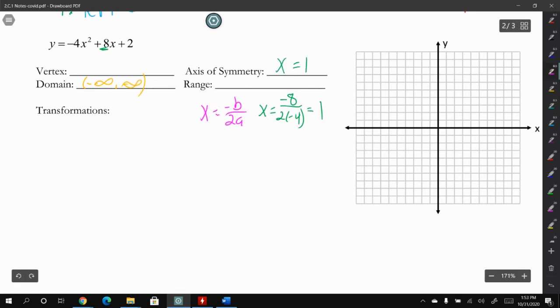Then we can take that 1 and plug it in for x. So y equals -4 times 1 squared plus 8 times 1 plus 2. And just like with that first example, you want to be careful not to multiply by -4 first before squaring that +1, because you'll get a completely different answer than you should. So when I type that all into the calculator, I get y equals 6. So that means my vertex is 1, 6.